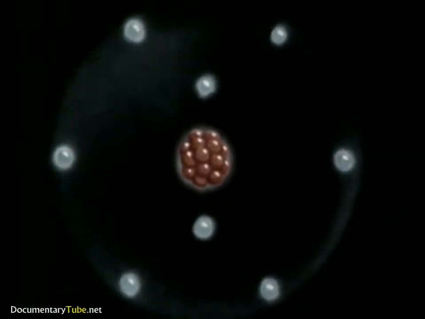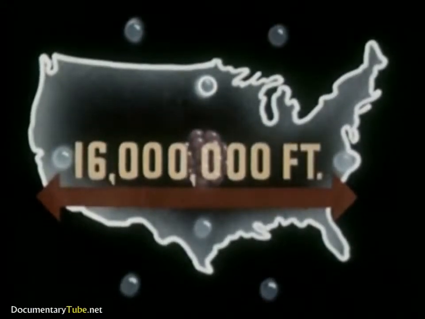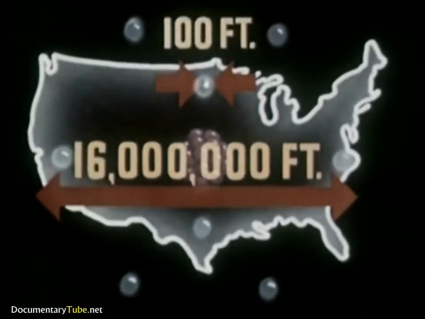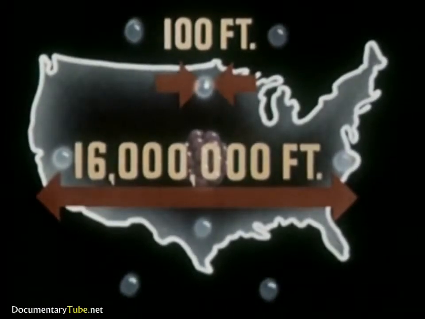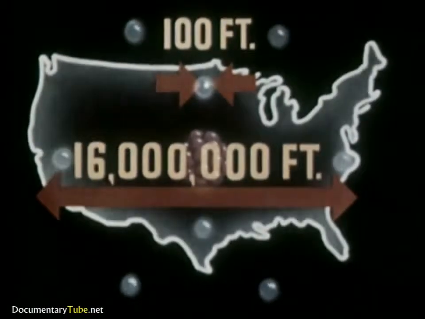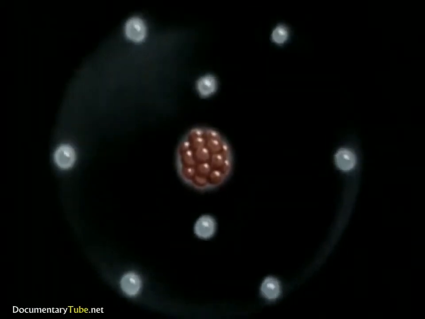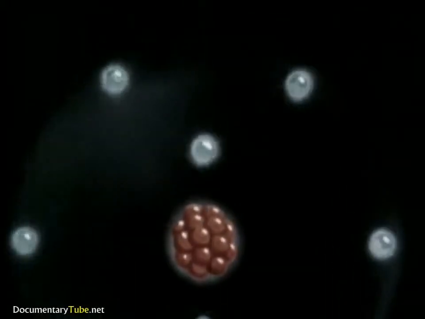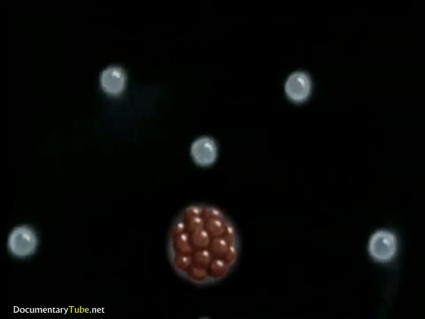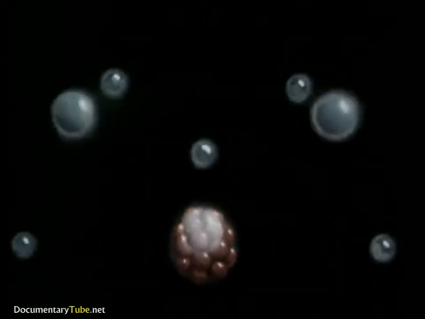For example, if an atom could be as large as the United States, one of its electrons would be only about 100 feet across. Therefore, to tell our story, we must resort to a symbol. Then we can think of the atom as being a group of relatively light, small particles arranged around a heavy nucleus. These are particles of electric energy.